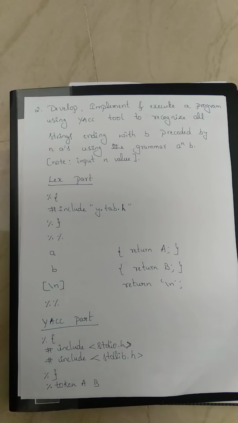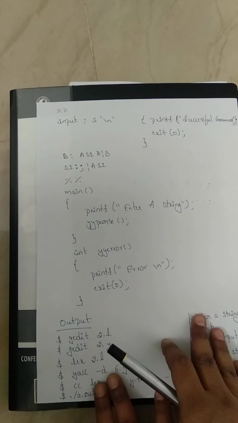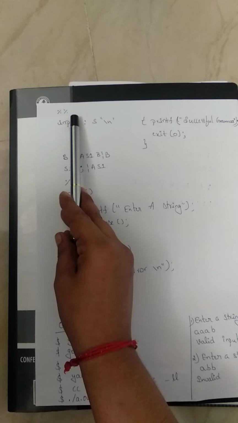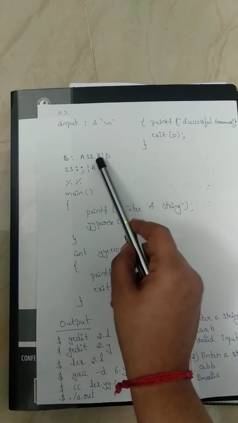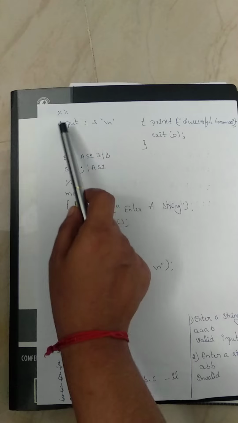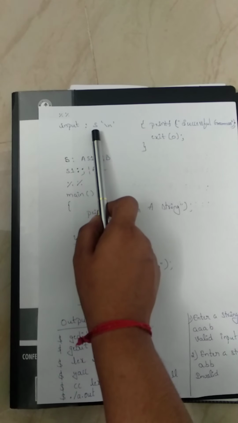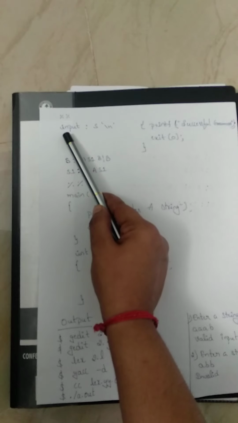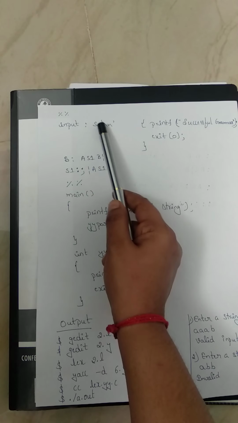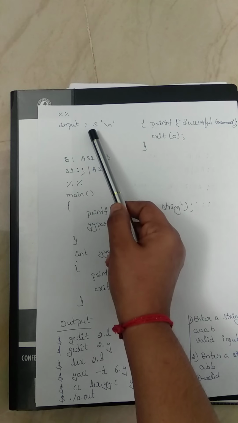Okay, next, the percentage symbols say that the rules section will start from here. Fine. And here input : S is considered. Input is nothing but a non-terminal here, and S says the body of the production.